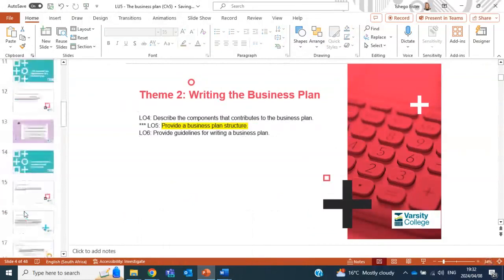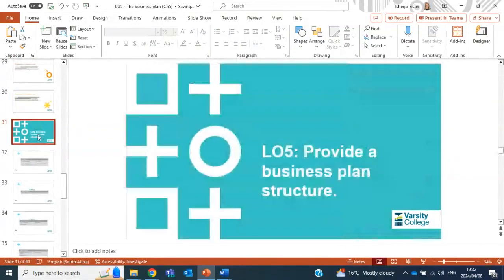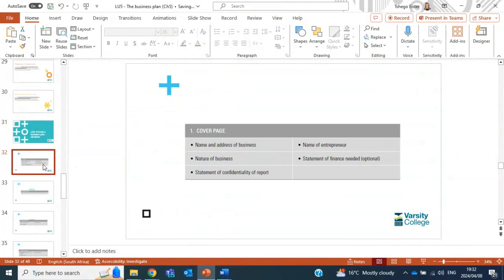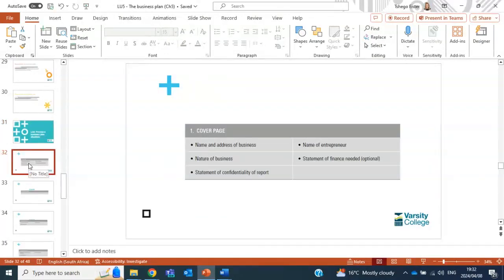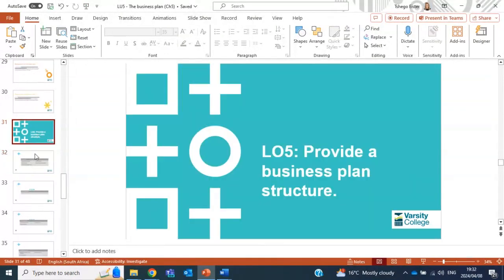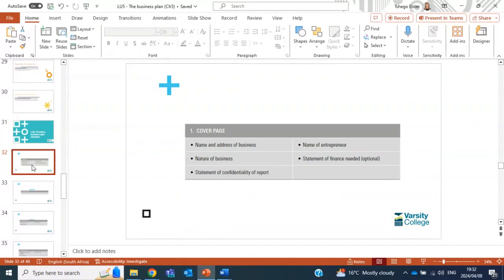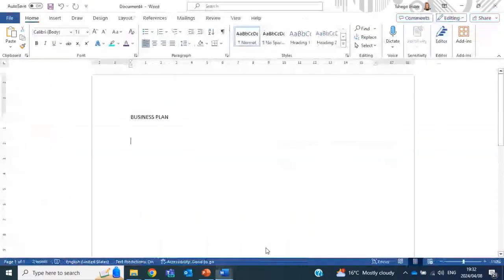So if we go to the slides and we check learning outcome 5, this normally gets asked in the assignment. I'm sure you've gone and looked at assignment 2. I haven't looked at it yet, but I know they always ask it. If not in an assignment, then definitely in the exam. So the first thing is that a business plan should have a cover page.